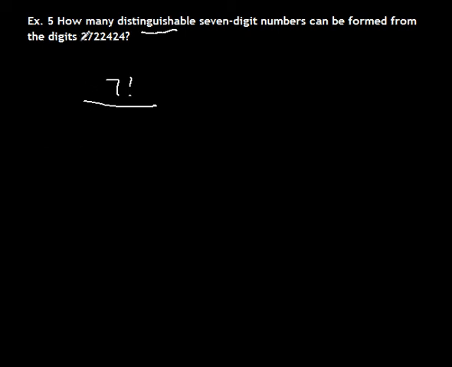So we have 1, 2, 3, 4 2s, so it would be 4 factorial. And we have 2 4s, so 2 factorial. And if we put that in our calculators, we get 1,105. So these are distinguishable permutations. So that's it for lesson 55.